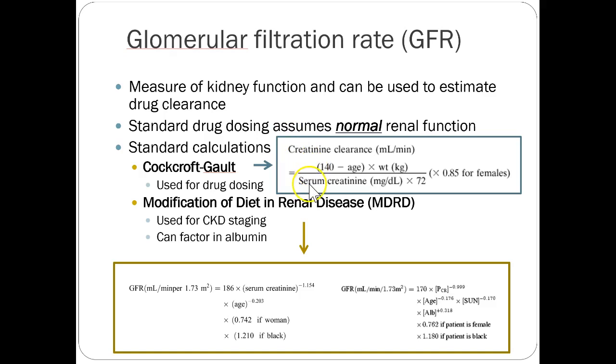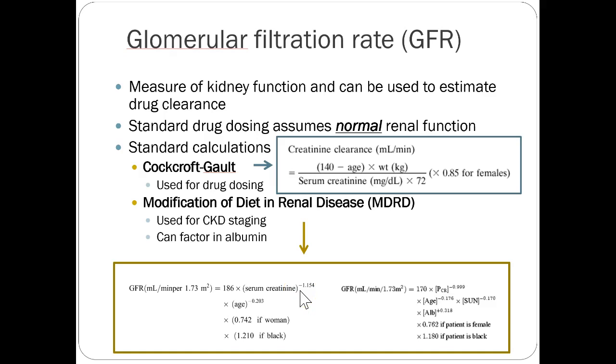The MDRD equation is the more comprehensive one. You can see there's a lot of odd variables here. It also takes into consideration race, for people of African or Caribbean descent having generally higher muscle mass than people of Caucasian, Asian, Hispanic descent. And then it also has the female multiplier as well. So it's generally thought to be a little more accurate.